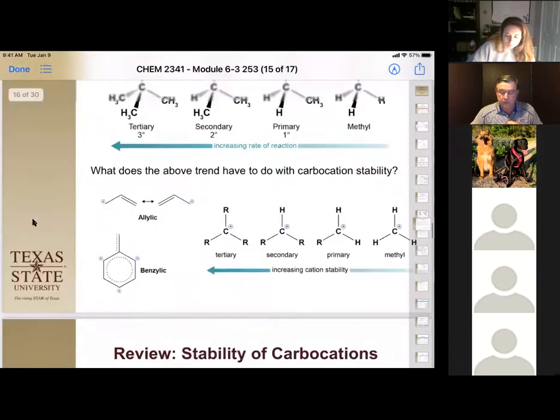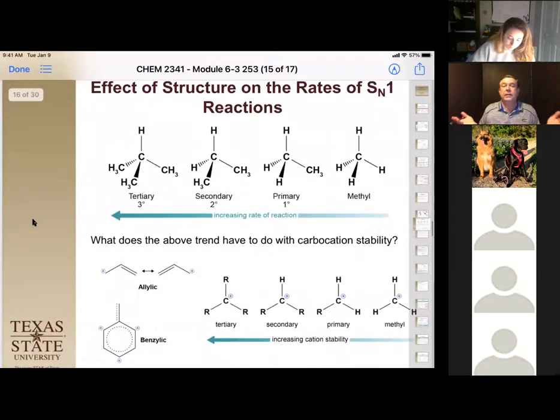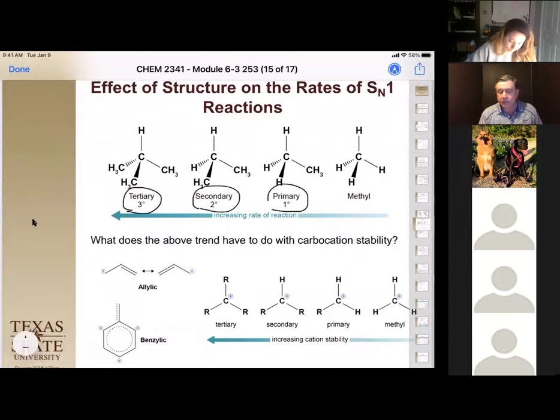So what other things affect SN1? Well, let's see, we have to form a carbocation. So that means a tertiary alkyl halide is going to be faster because it's easier to form that, so it has a lower activation energy. Tertiaries are going to be faster than secondaries. And then primaries and methyls are going to be kind of hard to do because those are not very stable carbocations.